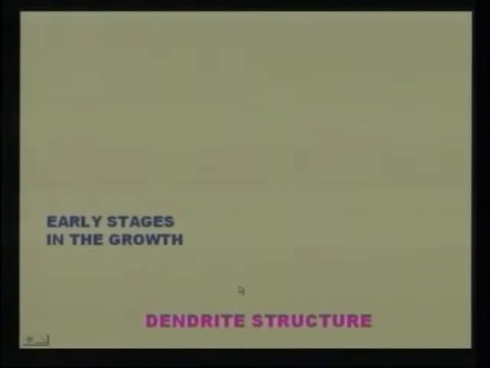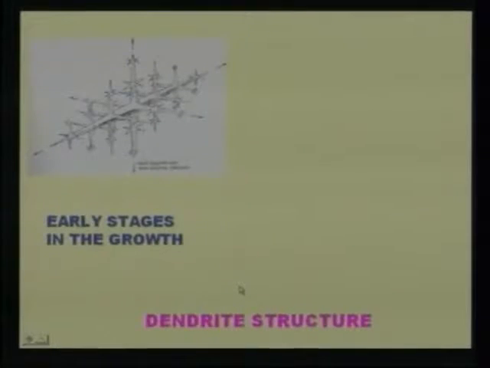Then these nuclei or crystals grow in an orderly manner into different structures like dendritic, lamellar, needle type, or circular, depending on the rate of cooling and presence of impurities in the metal. But in the majority of cases, a branched tree-like structure of crystal is formed. It is called dendritic structure, as shown in the figure. Let us see the dendrite structure. Here the figure shows early stages in the growth.